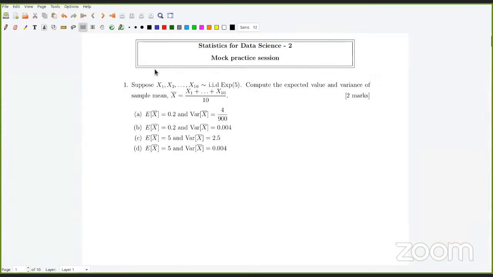Let us start with the first question. Suppose x1, x2 to x10 are IID samples of an exponential distribution with parameter 5. Can everyone please be on mute so that it does not create any disturbance? Okay, thanks.